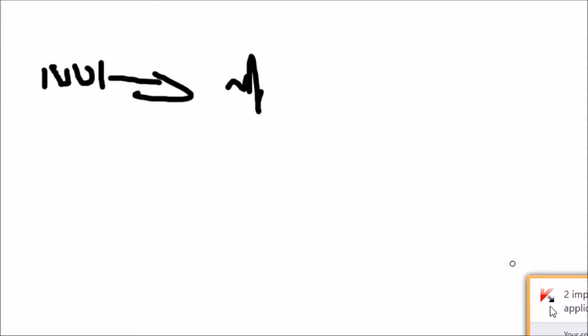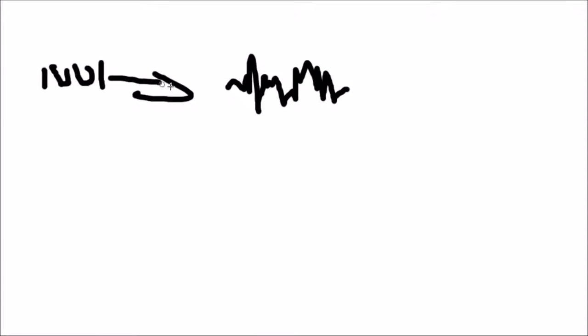So this will turn this into this. Okay, so we'll turn this data into this wave, which will then be sent along the line. Yeah, the internet.